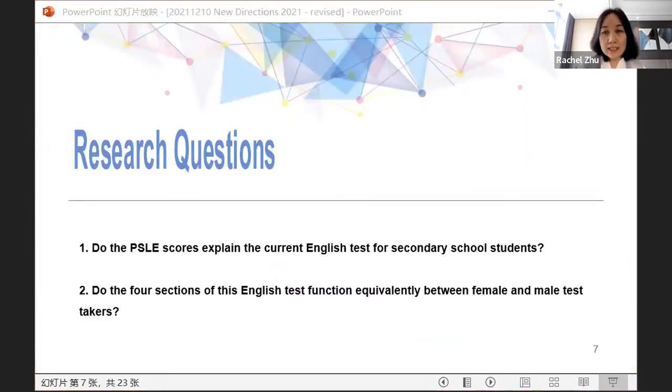And under such a context, we formulated the following two research questions to guide our analysis. The first one is, do the PSLE scores explain the current English test for secondary school students? And the second one is, do the 4 sections of the English test function equivalently between female and male test takers?